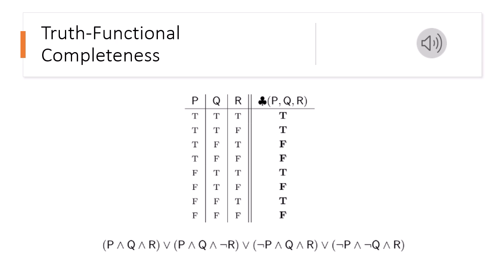So let's go through the process, or that algorithm, for taking a new truth-functional connective's truth table that introduces its semantics and writing down an equivalent DNF and CNF formula.